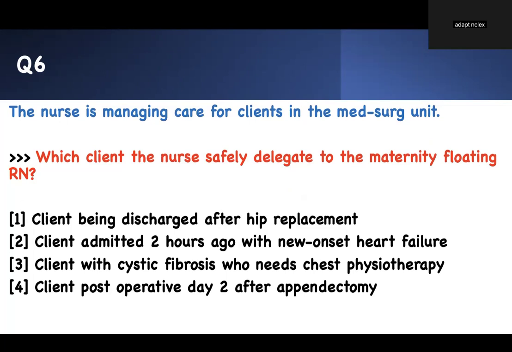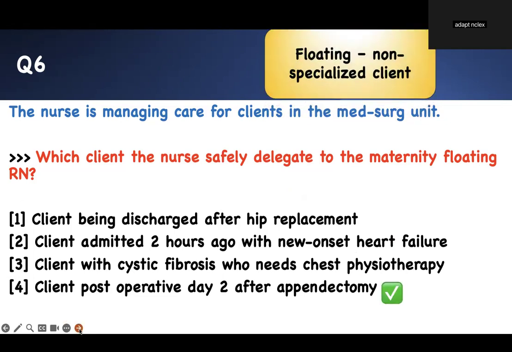Therefore, what do you think? You can see that the heart failure patient is a new one. We've got to provide some assessment and all the things. Even though she's an RN, we shouldn't give that patient to them. Cystic fibrosis is specialized. You shouldn't do that. That's too much. Appendectomy 2 days, well, all the patient may need is pain medication. Therefore, I know you picked number 4 because you watched the Adaptive class. Floating nurse, non-specialized care. Remember that. They should not discharge the patient. They should not admit the patient either.